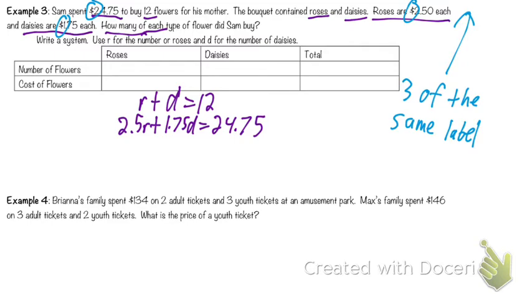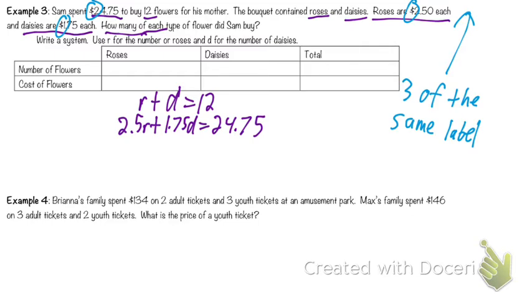Now let's move on to number 4. Brianna's family spent $134 on 2 adult tickets and 3 youth tickets at an amusement park. Max's family spent $146 on 3 adult tickets and 2 youth tickets. What is the price of a youth ticket? Okay. Well, raise your hand if you have a piece of important information we can pull from this. That's always a good first step.